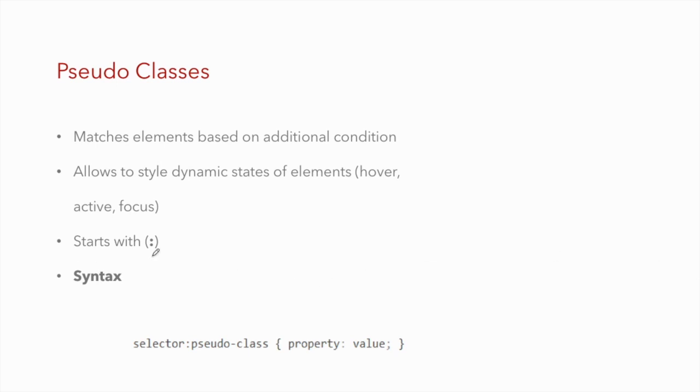Pseudo classes start with a colon. Along with the selector, we need to pair the pseudo class, and we use a colon in between the selector and the pseudo class. And then, like we always do, we specify the CSS property rules inside of curly braces.